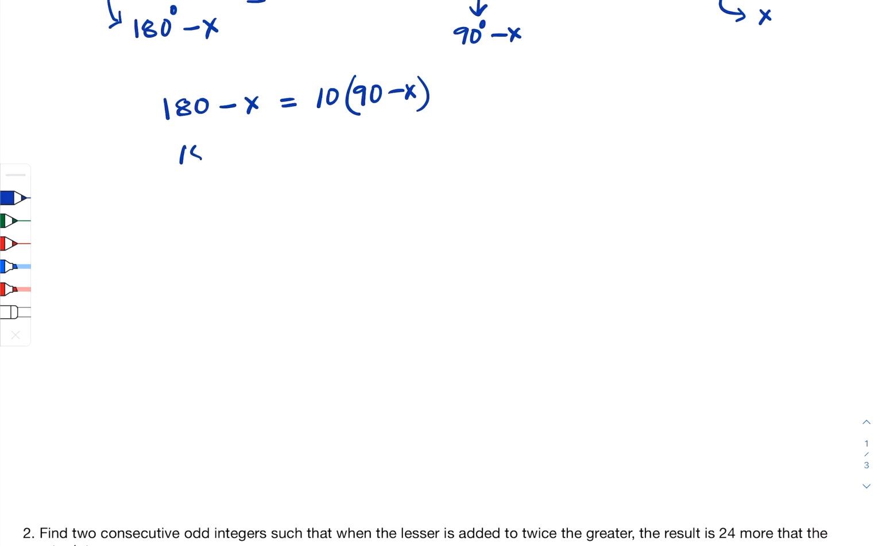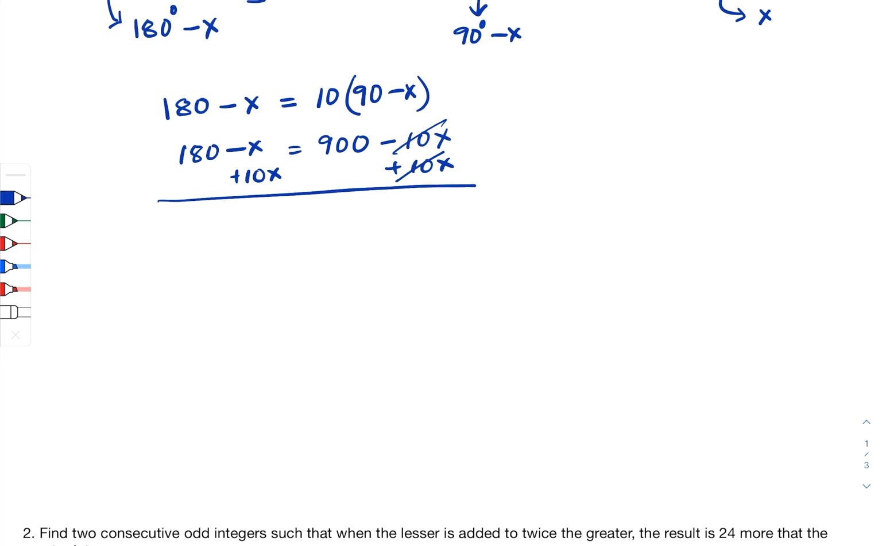So we'll just go ahead and keep the 180 minus x constant, distribute the 10 with the 90 and with the negative x. So that's going to be 900 minus 10x, right? And then I'm just going to combine like terms, so add 10x to both sides. So I get 180 plus 9x is equal to 900.